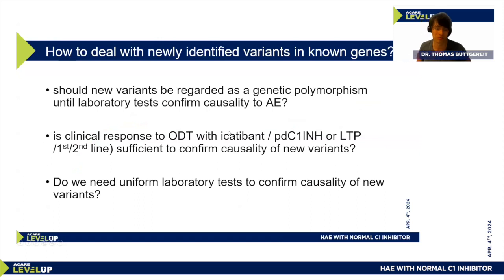So the question is now: should the mutation of unknown significance, this new variant, be regarded as a genetic polymorphism until laboratory tests, as you have seen, confirm the causality? Or is it reasonable to say this type of angioedema is caused by this variant, due to the good response to icatibant we have seen, using first-line, second-line treatment options? I think this is something we really need to discuss and have an opinion on. And in the end, do we also need uniform laboratory tests to confirm the causality of new variants that have been identified?